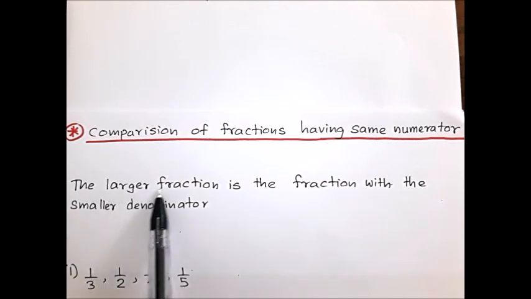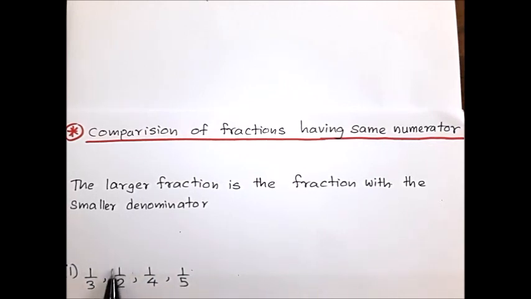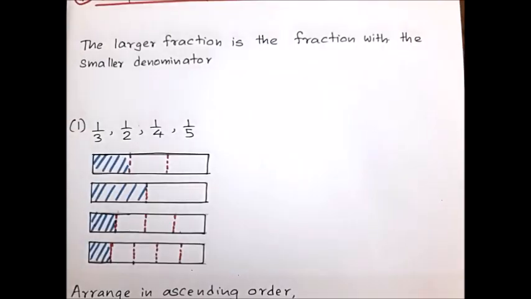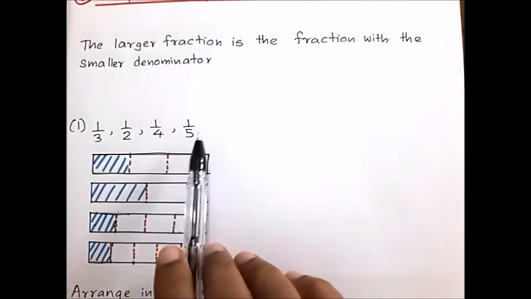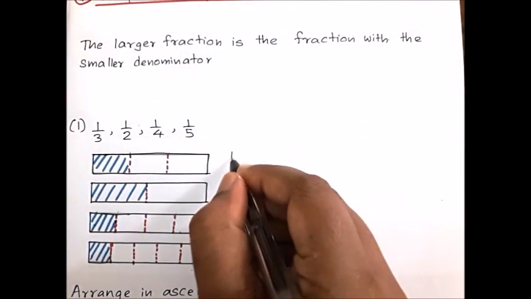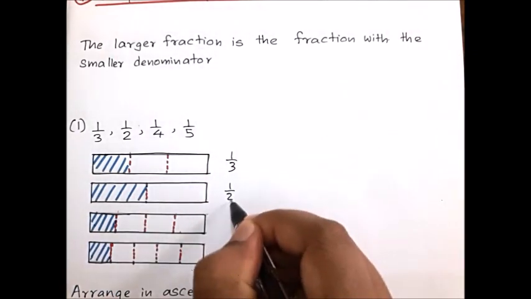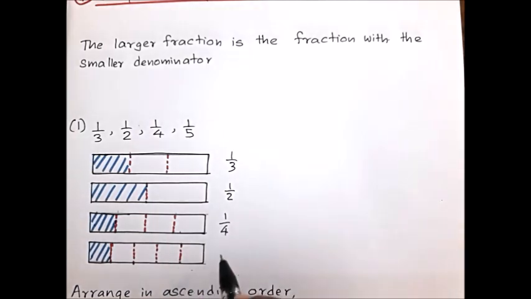Again, read this one. The larger fraction is the fraction with the smaller denominator. Here, this one has a smaller denominator than the others. So this fraction, half, is the largest fraction here. Now look at this diagram representing the above fractions. Here 3 parts, 1 part shaded, 1 over 3. 2 parts, 1 part shaded, 1 over 2. Here 1 over 4, here 1 over 5.